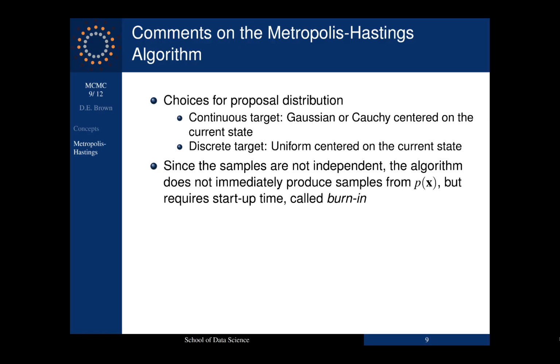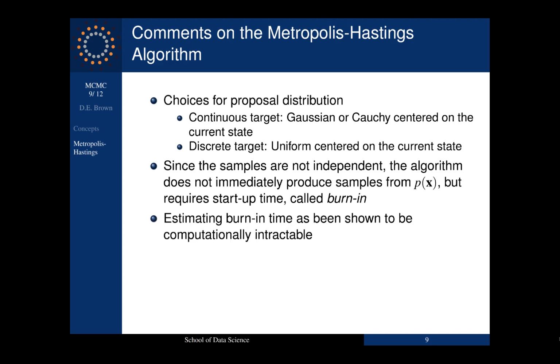Since the samples are not independent, the algorithm does not immediately produce samples from our target distribution, but requires something called burn-in. So we have to let it run for a little while, and then it'll stabilize and start producing what we're after. Estimating burn-in, people have attempted to do this over and over, and there are still ongoing attempts to come up with a way to estimate what the burn-in time should be. But the problem itself has been shown to be computationally intractable. So we don't really know an answer to this question.